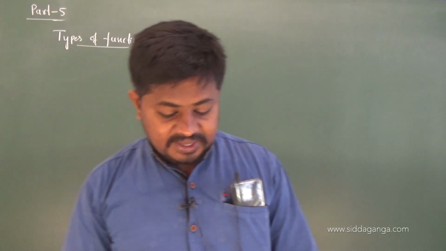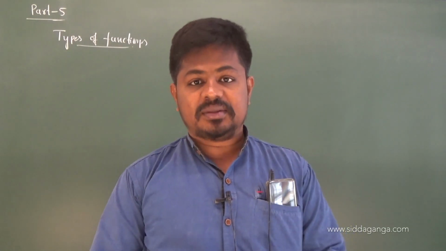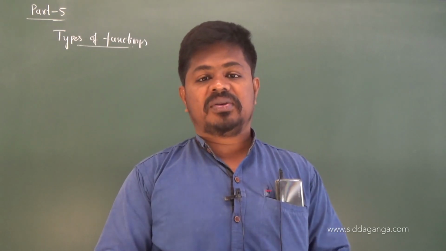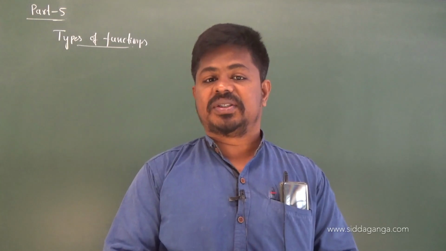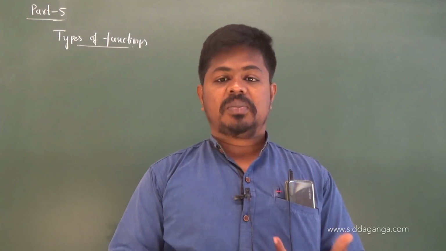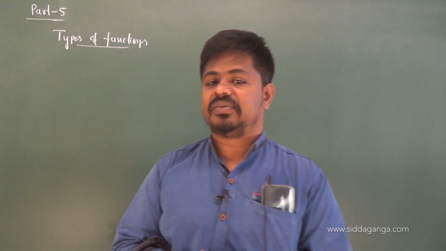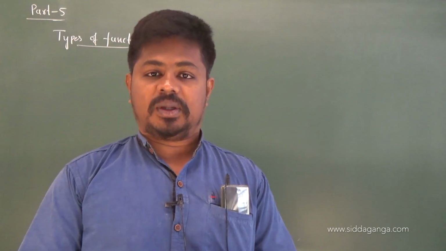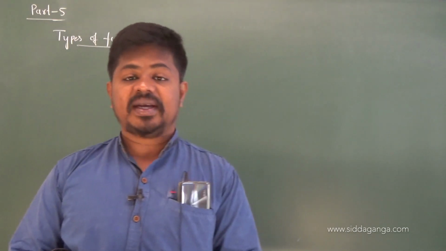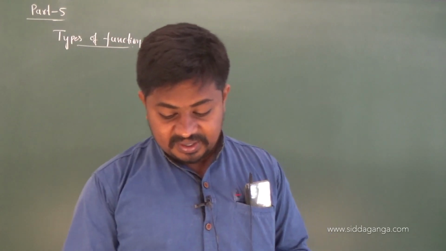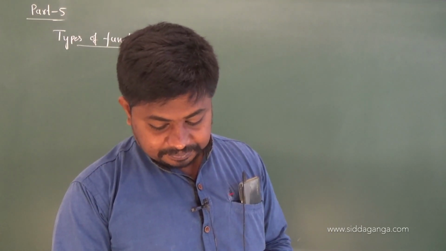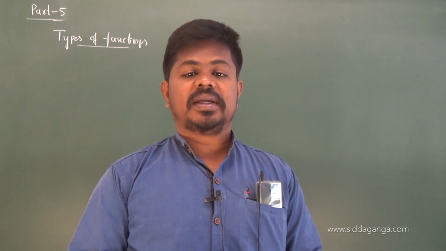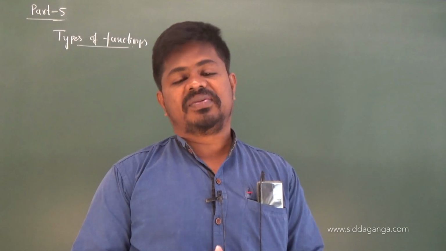For example, define an identity function. I mean definition, for a definition 1 mark. Write the domain and range, for domain 1 mark, for range 1 mark, and draw the graph of the function for 2 marks. So 1 plus 1 plus 1 plus 2. So for graph they award 2 marks. Question is like this: define the identity function, and write the domain and the range of the function. Draw the graph of the function.